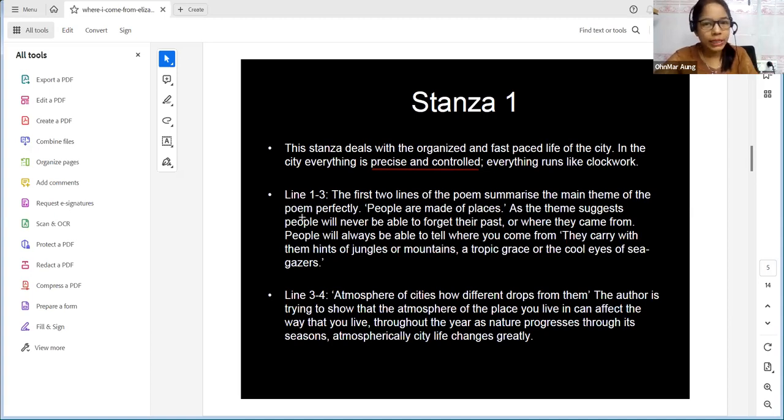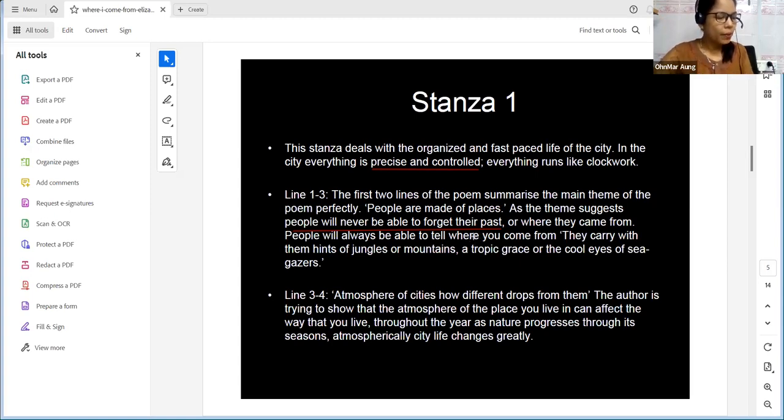So we will go into detail on lines 1, 2, 3. These are the most important part of the poem. People are made of places. How do you understand that? The main thing of the poem. Later I will let you read. As the theme suggests, people will never be able to forget their past. For example, you were born in another town, but you cannot forget that town, your birthplace. Whenever you encounter a situation related to your birthplace, you will talk about it. Oh, when I lived in that place, people did this and that, right? You might talk about the experience that you had in that town. So these people will never be able to forget their past.